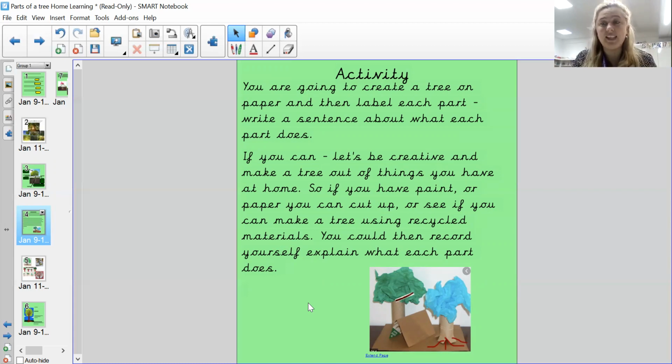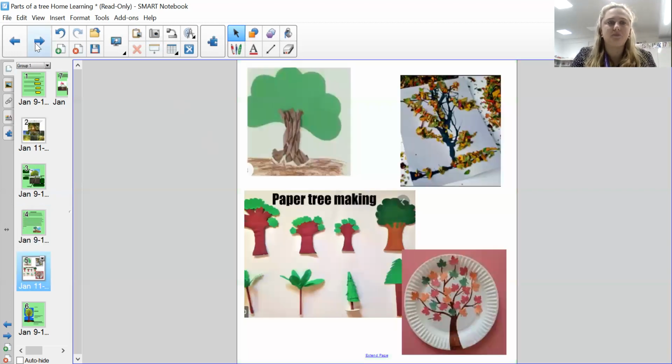So you're going to make a tree or draw a tree. Then you're going to label the tree, label each part, and write a sentence about what each part does. Okay, so if you need to remind yourself about what each part does, go back and watch my video again. Okay, you can be creative. You can use anything you want to make your tree. You could also record yourself explaining what each part of the tree does. That's fine too.